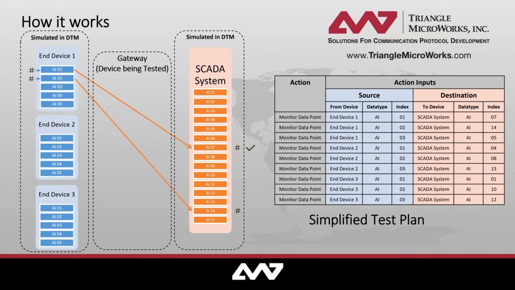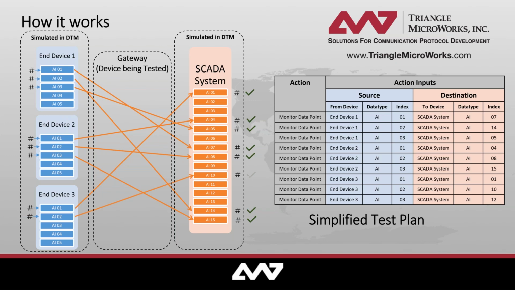A known value is placed in the source register of the simulated end devices. In order to pass the test, the gateway must map this value through, providing it to the designated destination register in the simulated SCADA system, which is being monitored by the Gateway Test Manager. This process is completed for each row or test within the test plan.